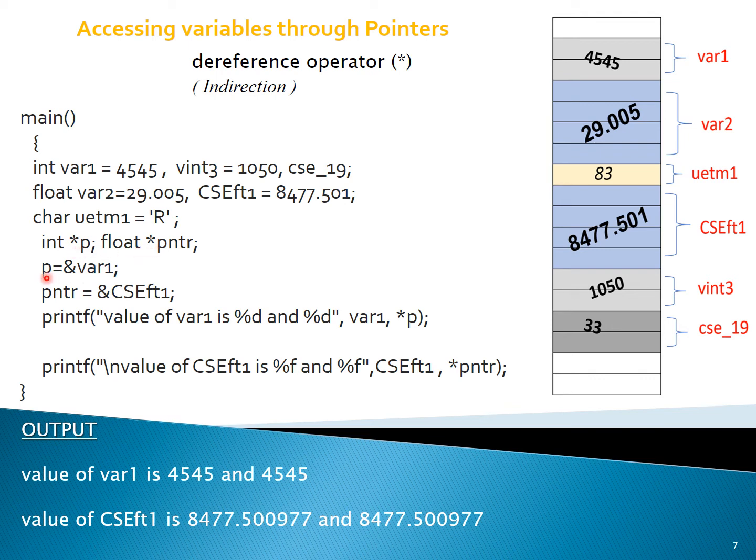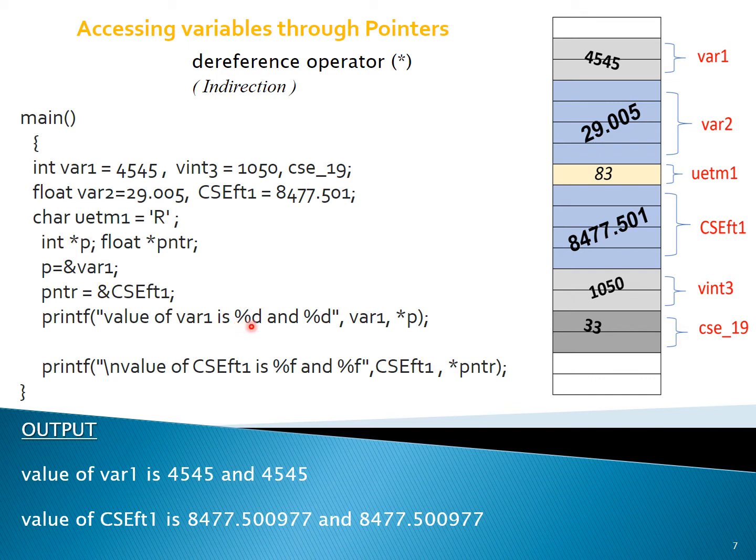So for the integer pointer, we are connecting it to variable 1, so we'll assign the address of variable 1 to the p pointer, and we will assign the address, because this is the address operator, the address of CSCFT1 will be assigned to pntr. Now this is a very simple statement, and it will show how we access the contents of the same variable using the variable name.